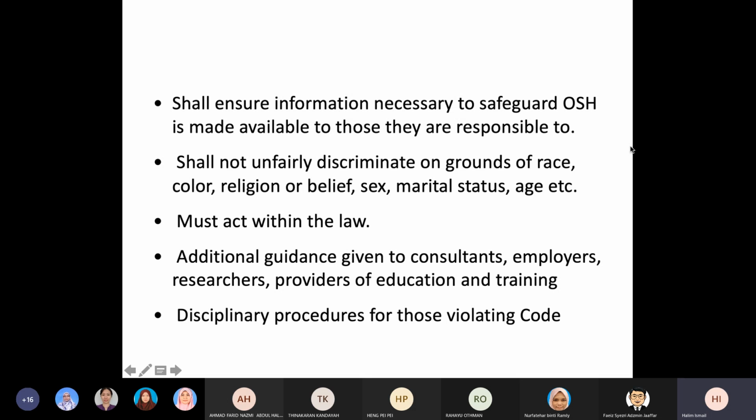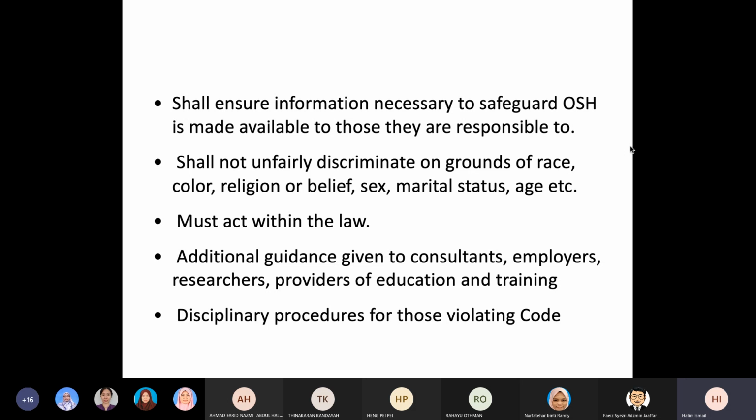Shall ensure information necessary to safeguard OSH is made available to those they are responsible to. Shall not unfairly discriminate on grounds of race, color, religion, or belief, sex, marital status, age, etc. That's basically you as a medical practitioner, you should know that you cannot discriminate people based on their race, color, religion, belief, sex, or anything. And you must act within the law. You shouldn't break the law.